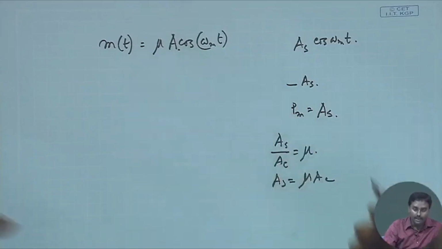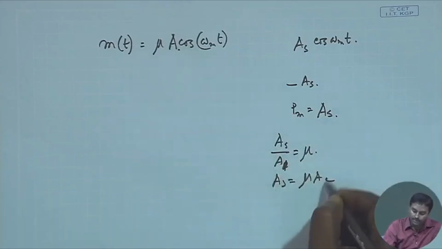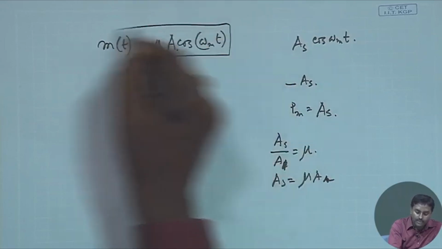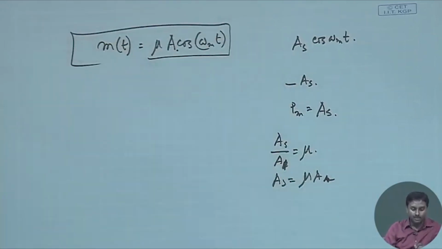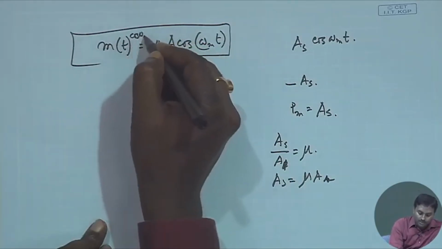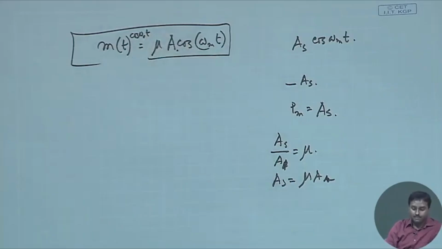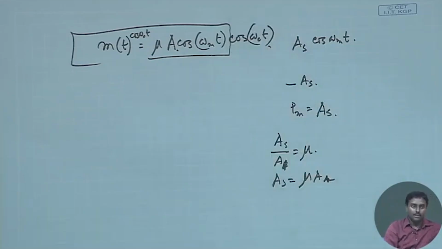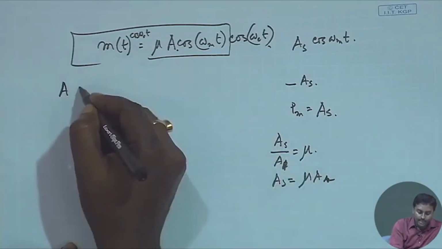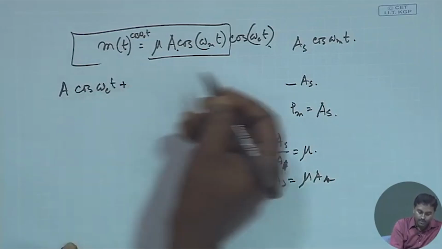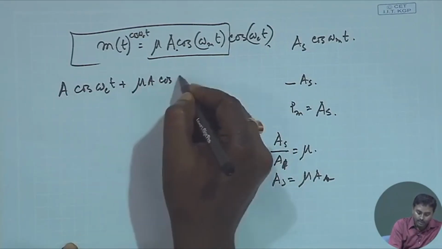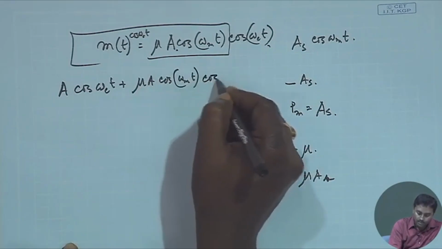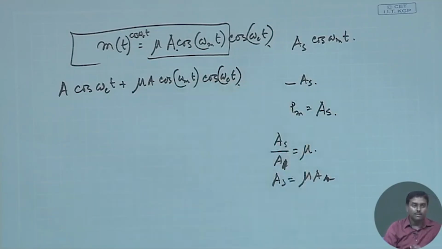Or A, if I just put this as A. So, mu into A, I can write this. That is my m(t), which should then be multiplied by cos omega c t. So, my overall signal is A cos omega c t plus mu A cos omega m t into cos omega c t. Again, we are demonstrating a tone modulation.